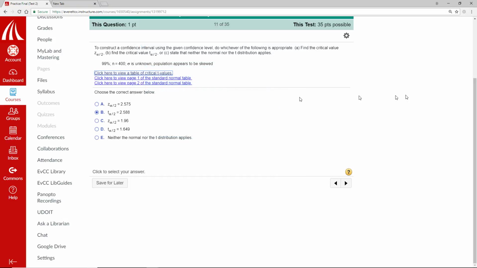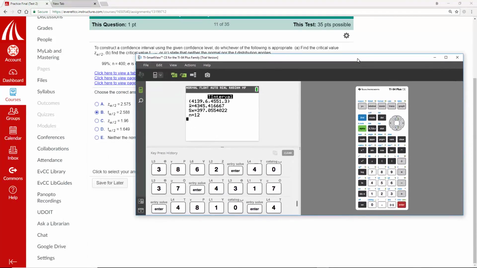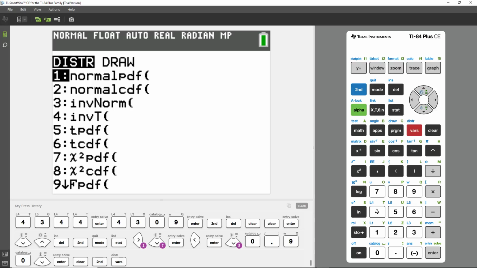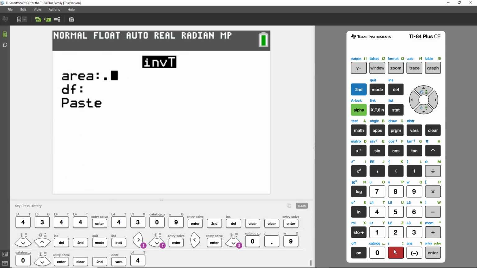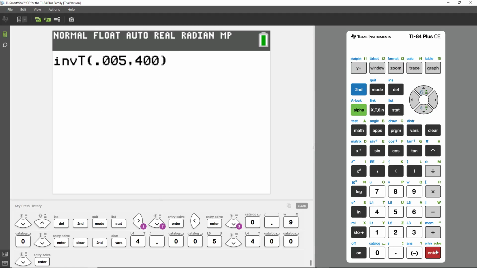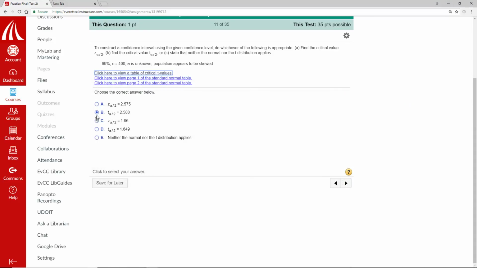Now, how could I have done this in my calculator? We could have done it in the calculator. If you have inverse t, you just simply do, it'll be negative. I'll do second distribute and then inverse t, and the area is going to be 0.005. Degrees of freedom 400. That's it. Area to the left. It'll be negative, but we'll make it positive. Negative 2.588.